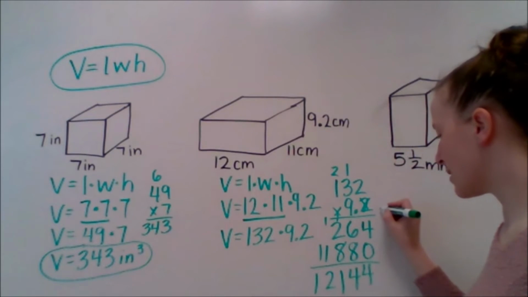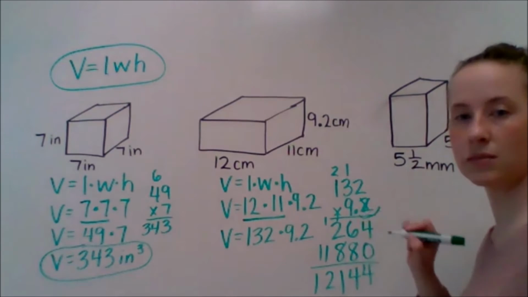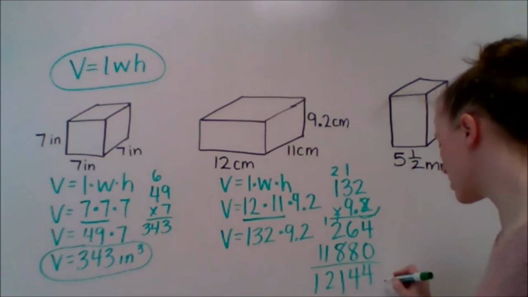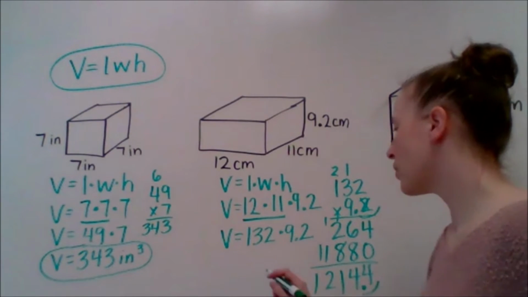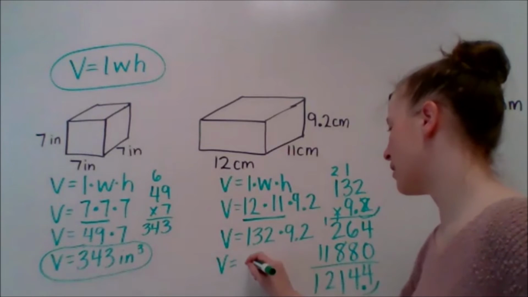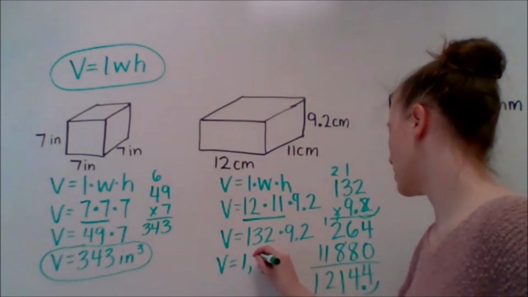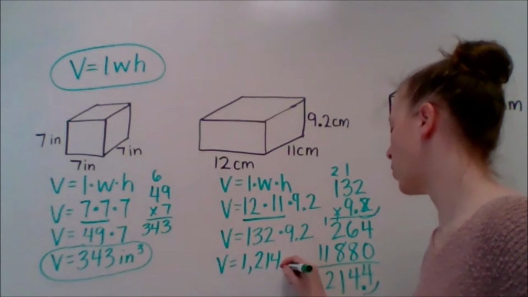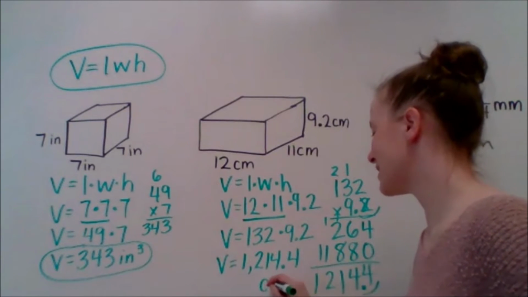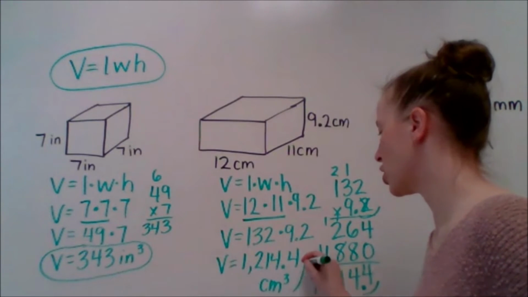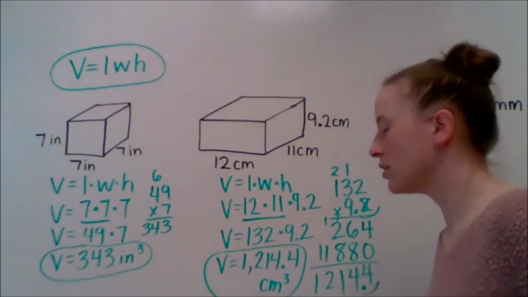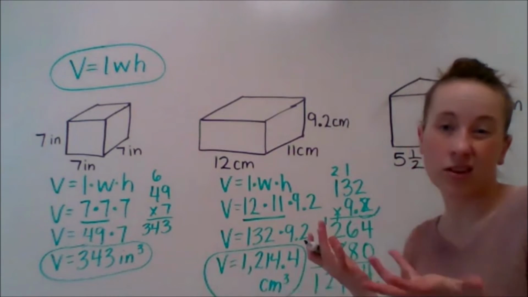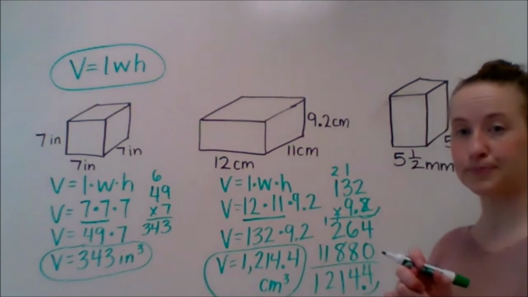And then I place my decimal back in. There's 1 decimal place in my factors, so there's 1 in my answer. So I got a volume of 1,214.4 centimeters cubed, or cubic centimeters. And you're welcome to check this on a calculator if you're not sure or if it's challenging today.